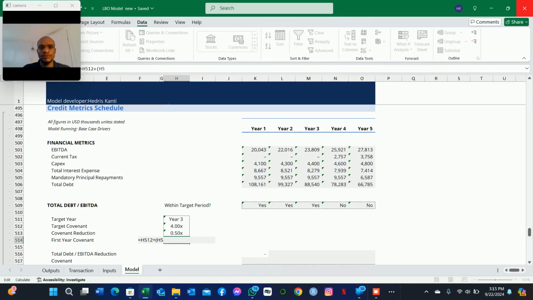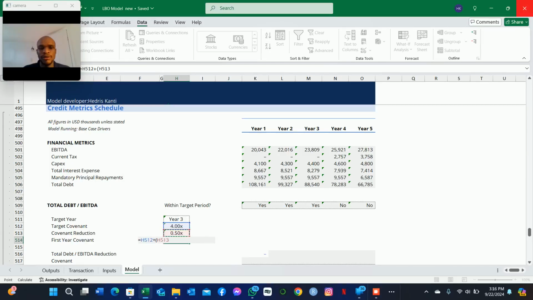So this is a very intuitive formula. What we are saying here is we're just taking our target covenant, because we want to arrive at our first year covenant of 5 times. So what we are doing here, we're just taking the target covenant, and then we add whatever the target year was, subtract 1 from it, and then we multiply it by the covenant reduction. So that's exactly what we are doing here.